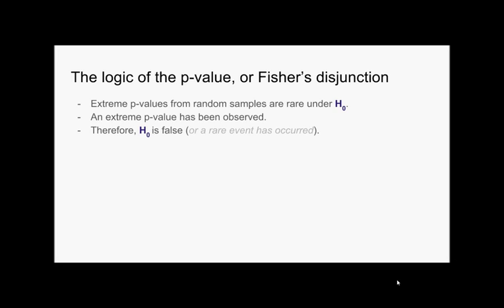It's either that the null hypothesis is false or that a rare event has occurred. And it's really important to remember that disjunction has two parts to it. It's not just proving or disproving the null hypothesis, it's also a statement about the probability. That is, it could just be a rare event.